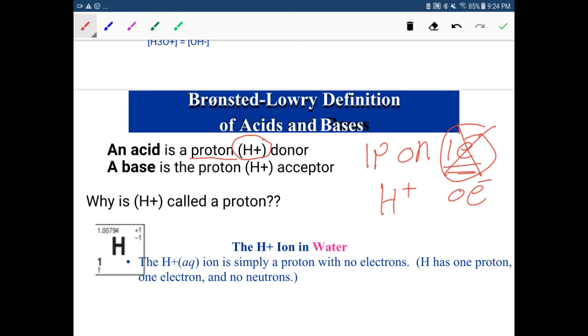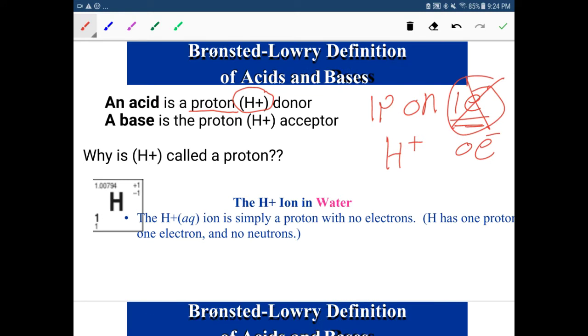But H plus, hydrogen ion, proton, they all mean the same thing when it comes to the Bronsted-Lowry theory. So when you hear proton, think H plus. Okay. All right. Moving on.